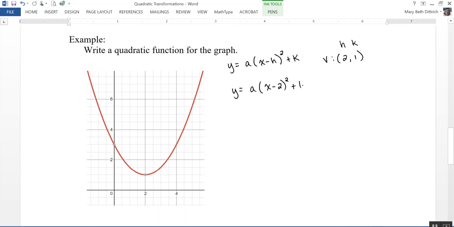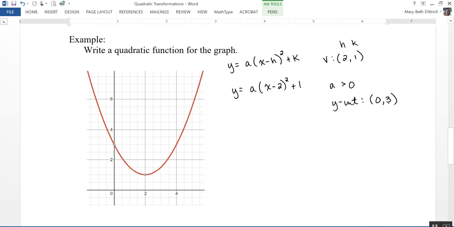But what I don't know is what my value of a is. I do know that a is going to be greater than 0. I do know that it's a positive number since my graph opens upward. You'll notice I have another point on the graph. I actually know what the y-intercept is. The y-intercept is going to be the point (0, 3).